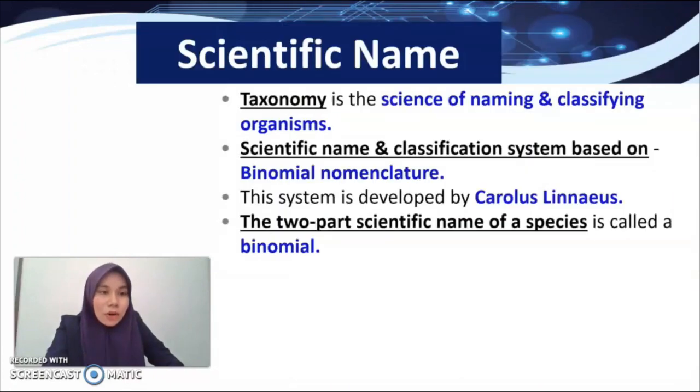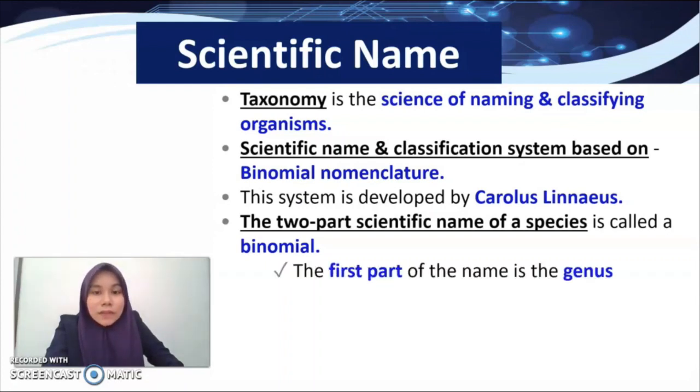Taxonomy is the science of naming and classifying organisms. Scientific name and classification system is based on binomial nomenclature. This system was developed by Carolus Linnaeus. The two-part scientific name of a species is called binomial.